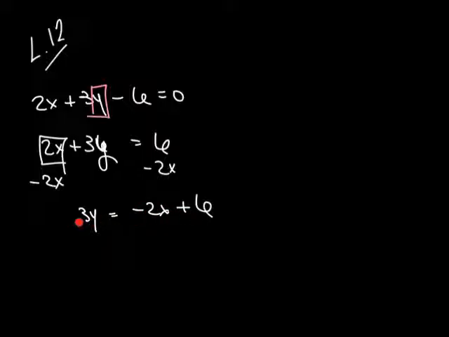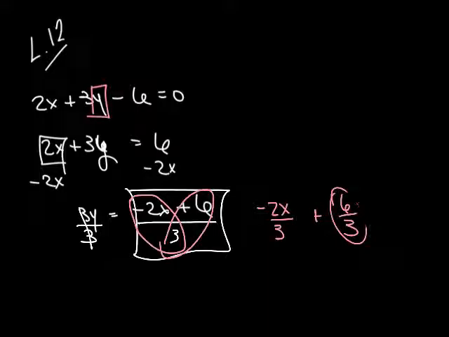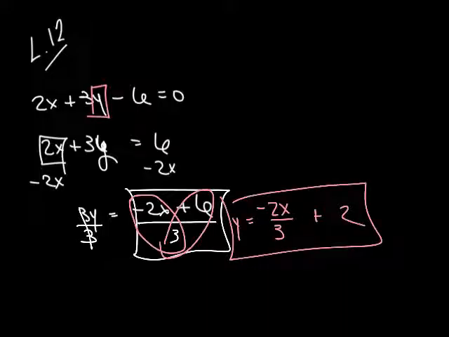Now we still have a number being multiplied by that y. Now it's time to get rid of that. So we divide both sides, the entire thing, by 3. That makes those go away. Now we have to rewrite this into two fractions. So what we do is we split it up. Put that over 3, and we put that over 3. So we get negative 2x over 3 plus 6 over 3. 6 over 3 is actually 2. So now we have y equals that, and that is in the slope-intercept form.